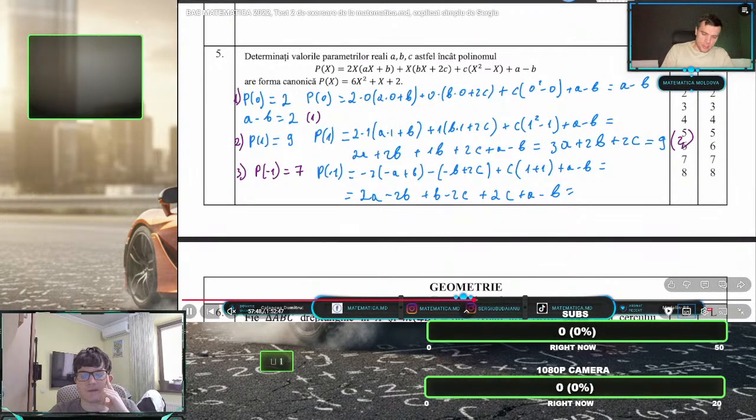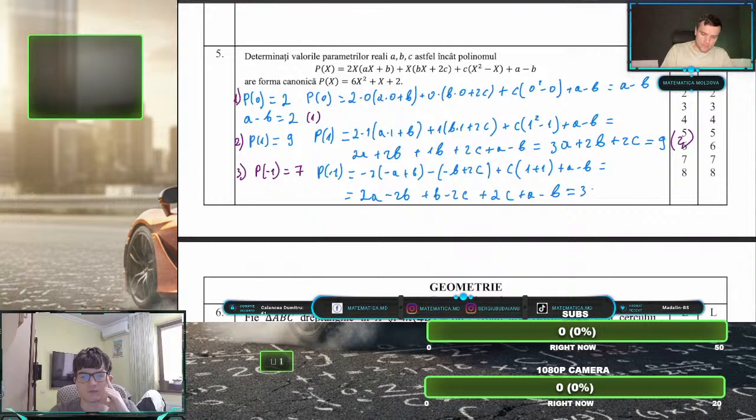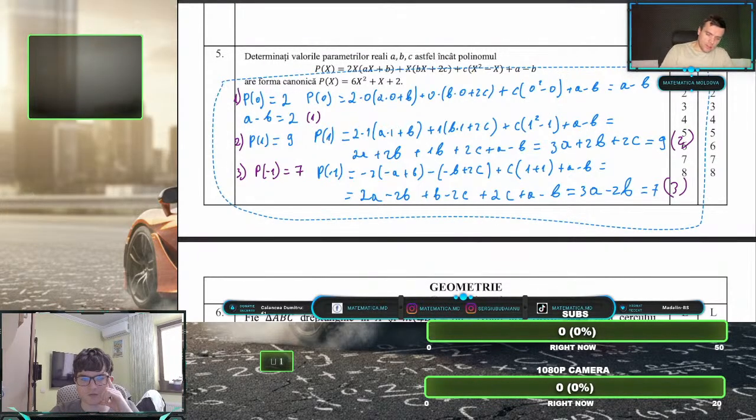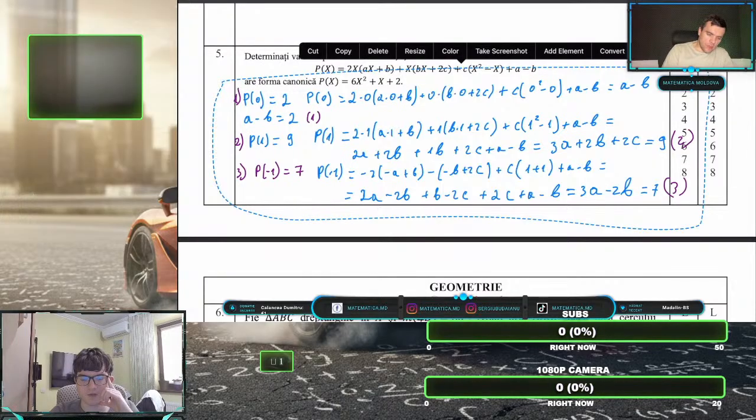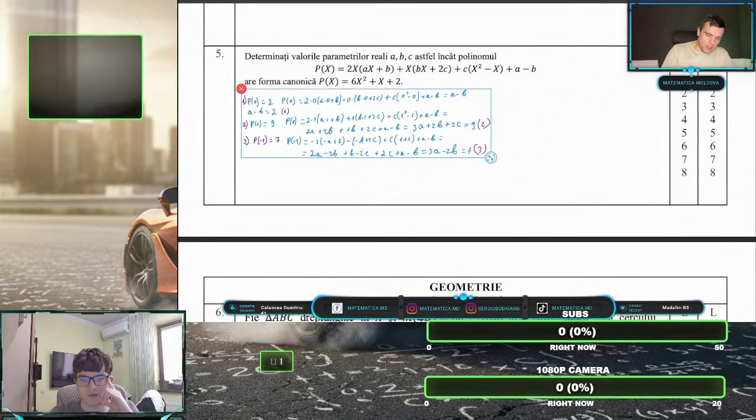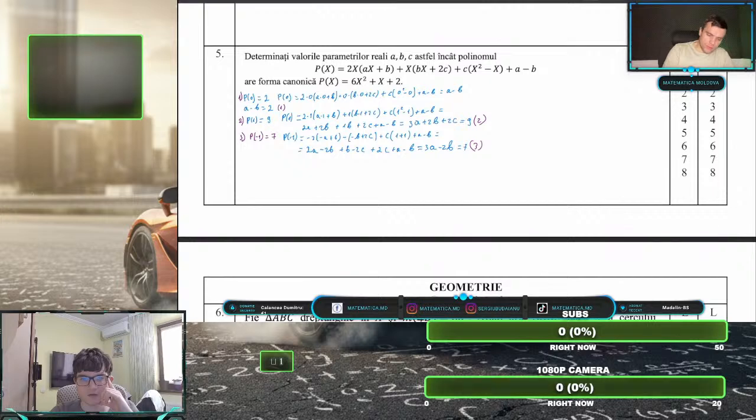Alrighty. And now it goes like that. 3a. Boom that. Boom this. Minus 2b. And we don't write down c because it's cancelled. That is equal with 7. That's the third one. Now we can work with a system of 3 equations because that's what I needed to find out what a is, what b is, what c is.